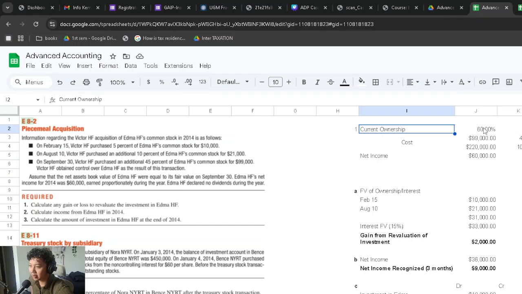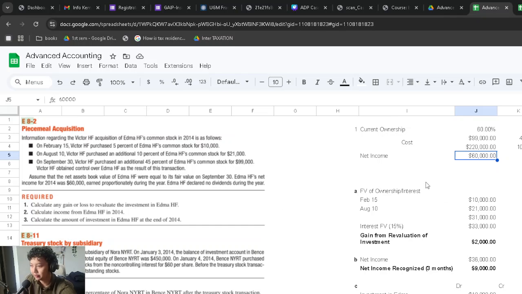First of all, we have the current ownership, which is 60%. I got it from adding 5, 10, and 45. And then this is the cost of 45%. And this is the implied fair value. We kind of learned how to do this already in class. And the net income of 60. So those are the relevant information that we're going to be using for the first question.